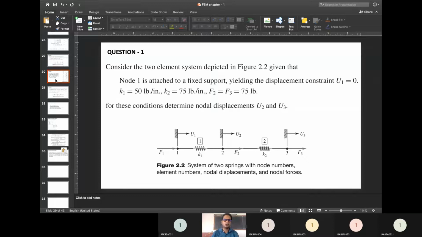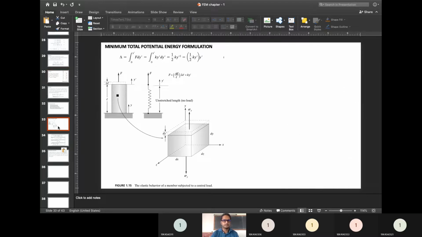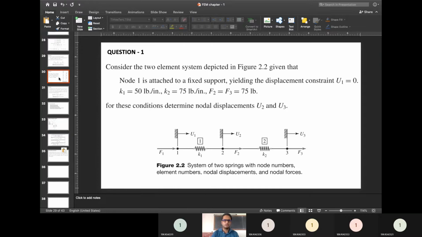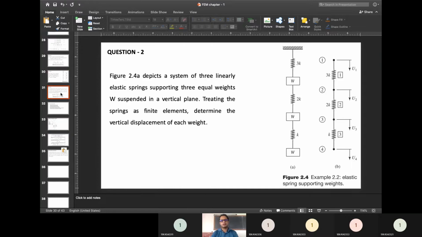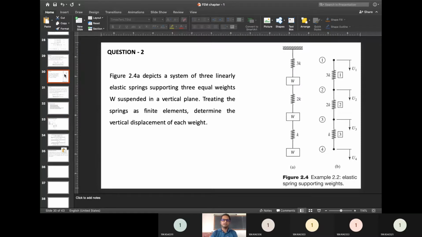So one problem I want to solve more, because this type of question, this spring and the weight problem, is normally asked in your examination. So we will do this problem and then we will go to your minimum potential energy theorem and two questions. I have three questions, question number 1, 2 and 3, all related to your spring and mass system. You have to determine the nodal deflection.